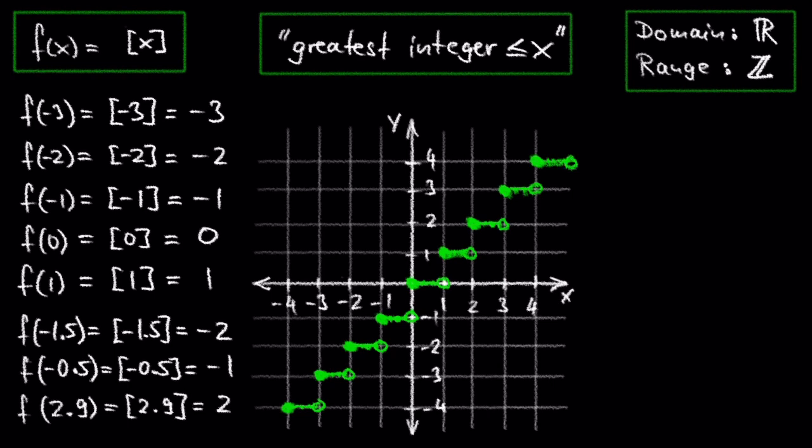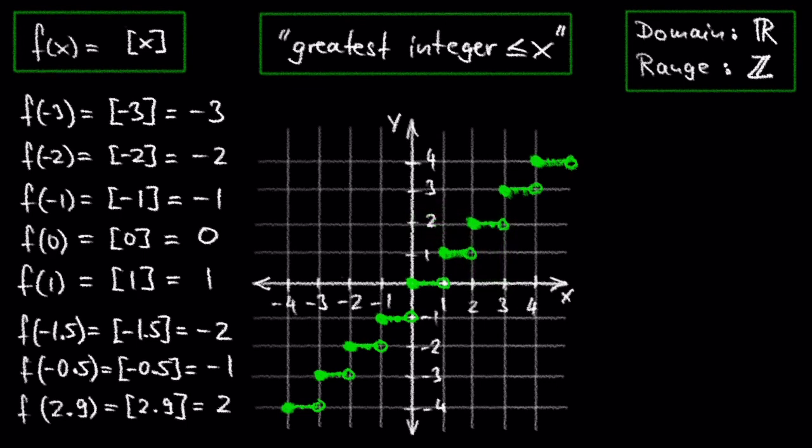Again, for example, all numbers which are less than 2 and greater than or equal to 1 as an input give us the output 1. Or for example, all numbers which are less than 3 and greater than or equal to 2 give us the output 2.